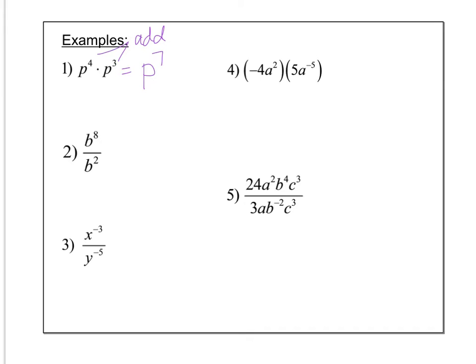In number 2, we're dividing. The little exponents get their own special rule. You're going to subtract them. So it's going to be b to the 6th power. Then we start to get a little bit more complicated here. We have negative exponents in both the top and the bottom.